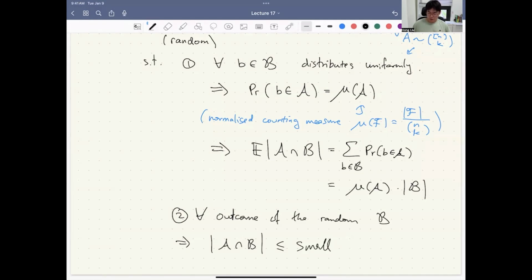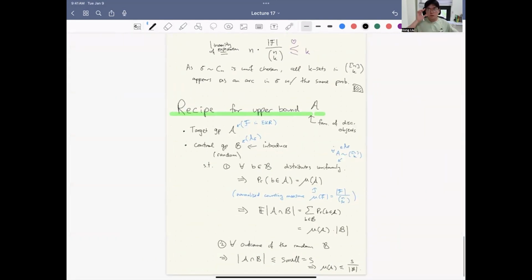Then what do we have? This is true for any outcome, so definitely the expectation is less than this small bound here. If this bound is S, it implies mu of A is at most S over the size of B. That's the recipe. We're going to revisit this recipe again later.